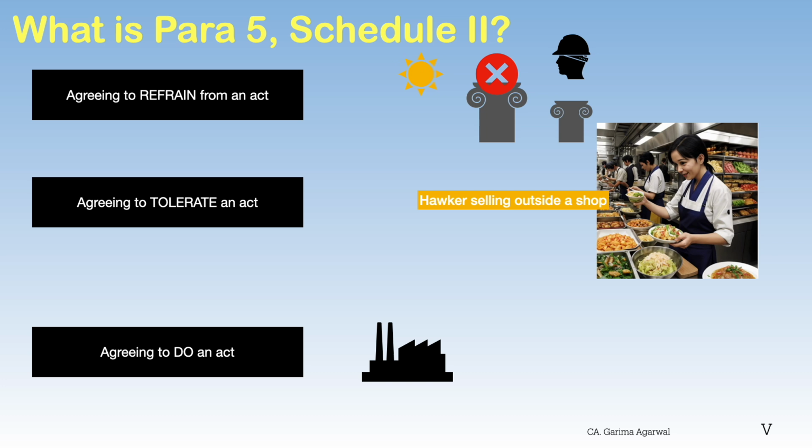There is a CBIC circular also which clarifies that para 5E only applies when there is an independent contractual agreement to do, refrain or tolerate for a consideration.